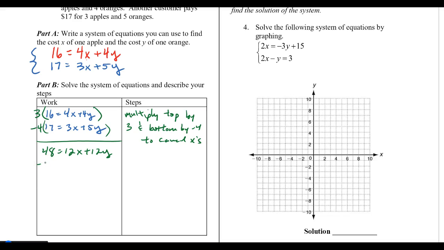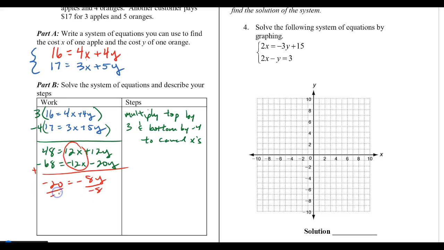let's see, 40, that's going to be 68 equals negative 12x minus 20y. And now that I have opposites here for my x's, I can add my 2 equations. I get negative 20 is equal to 12 minus 20 is negative 8y.